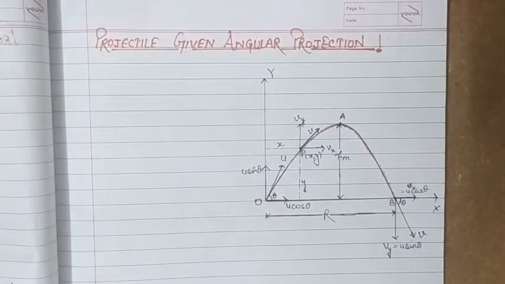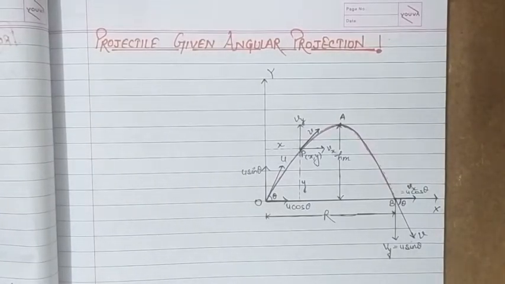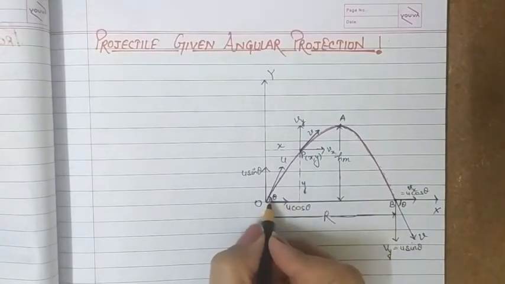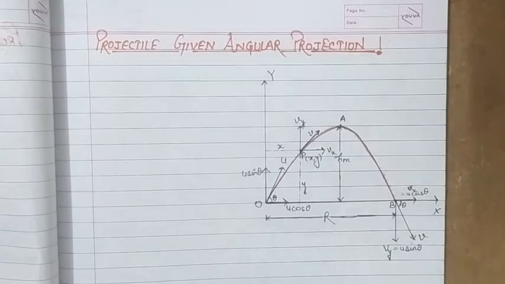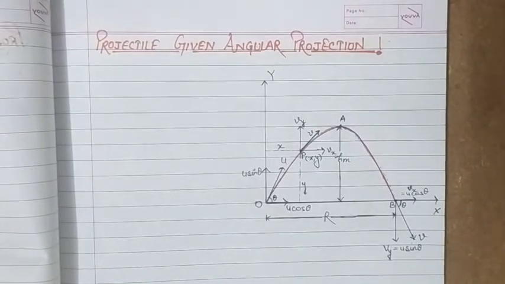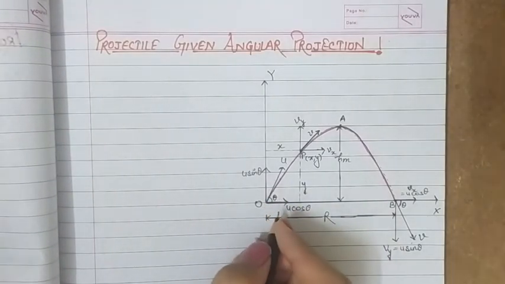Hello students, this video is about the second kind of projectile motion, that is, a projectile given angular projection. Here we have a projectile that is fired with a velocity u, making an angle theta with the direction of horizontal. The projectile that we are going to study now has initial velocity u and is projected at an angle theta with the horizontal.